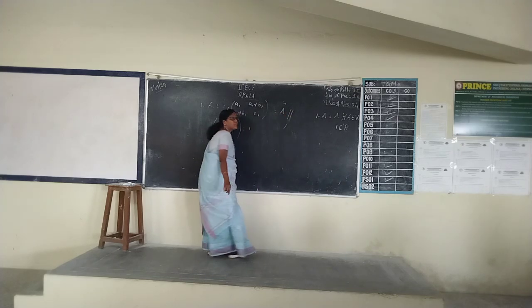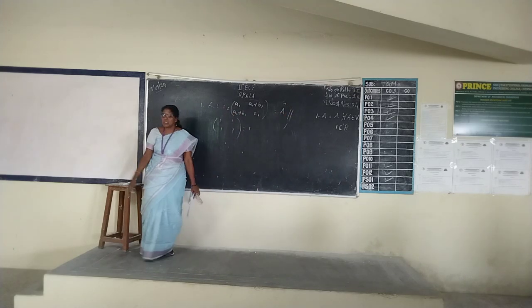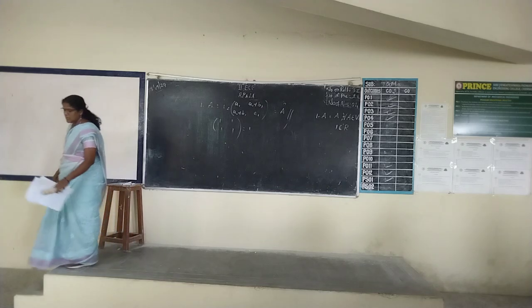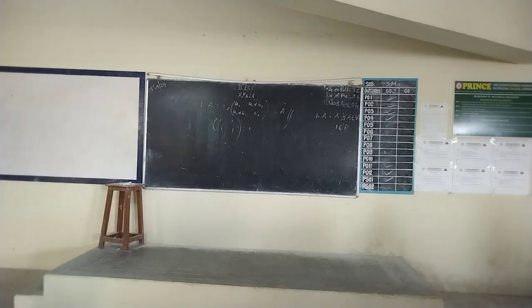That's it. 1 represents a real number. Whether all the conditions are satisfied? Yes. So what is the conclusion you can give? Yes, A is a vector space over R. Final conclusion: B is a vector space over R.